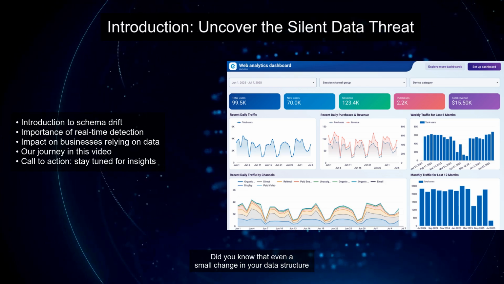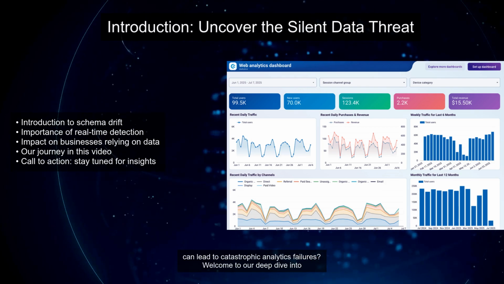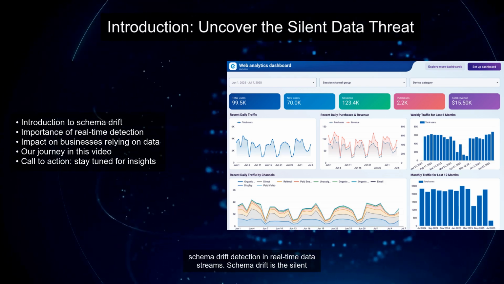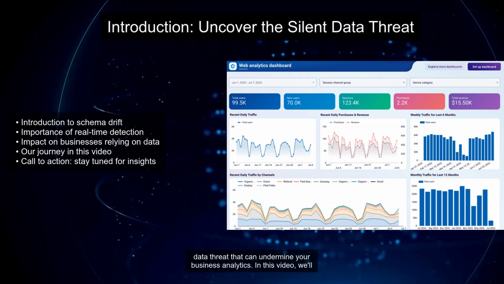Did you know that even a small change in your data structure can lead to catastrophic analytics failures? Welcome to our deep dive into schema drift detection and real-time data streams. Schema drift is the silent data threat that can undermine your business analytics.